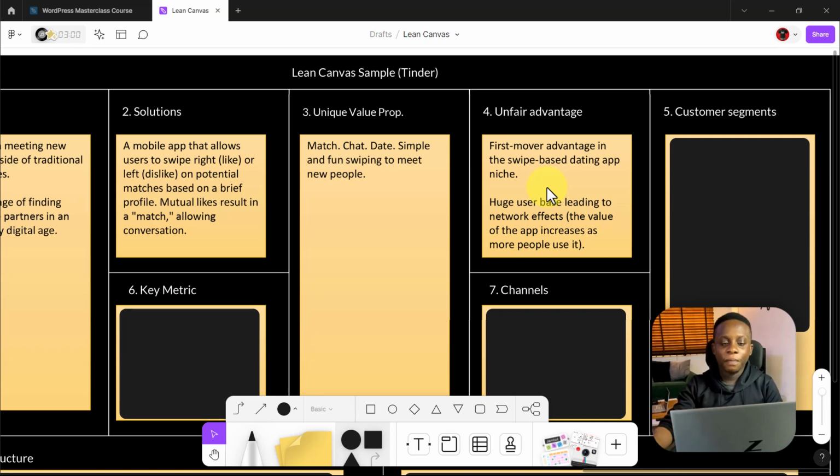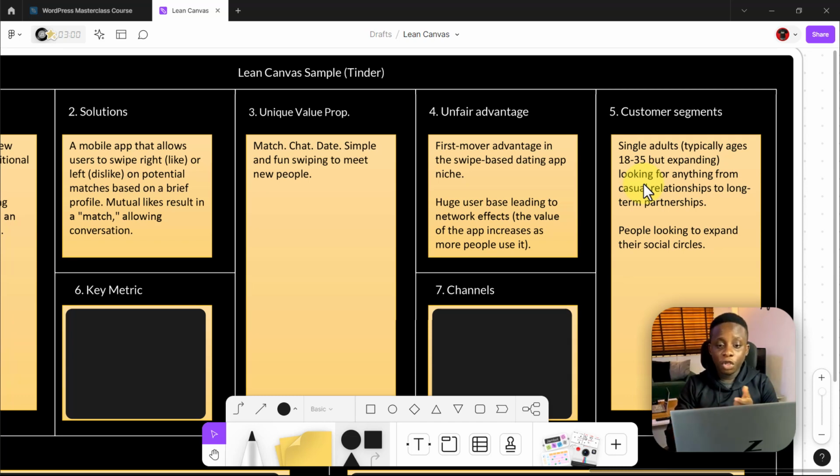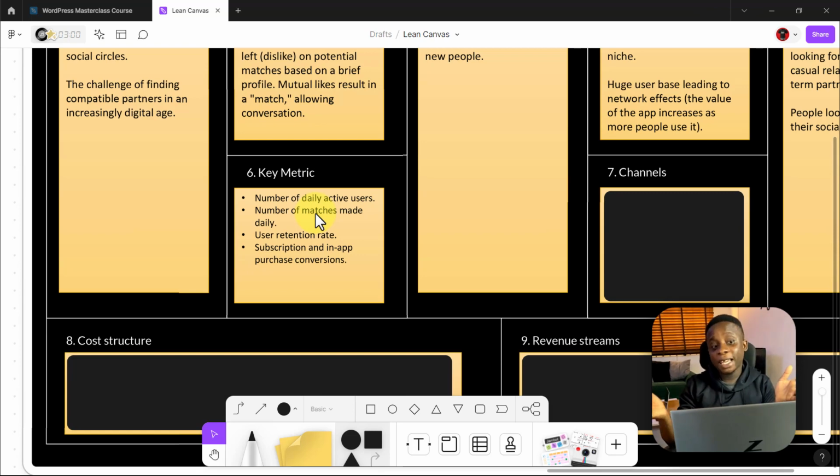If in your own space you can be the first mover, that could be your own unique advantage. First mover means the first people to do a particular thing. Then customer segments: they worked with single adults, typically aged 18 to 35. I think now they've expanded into various categories, but this was their first ever business plan or lean canvas. Number six, what were their key metrics?